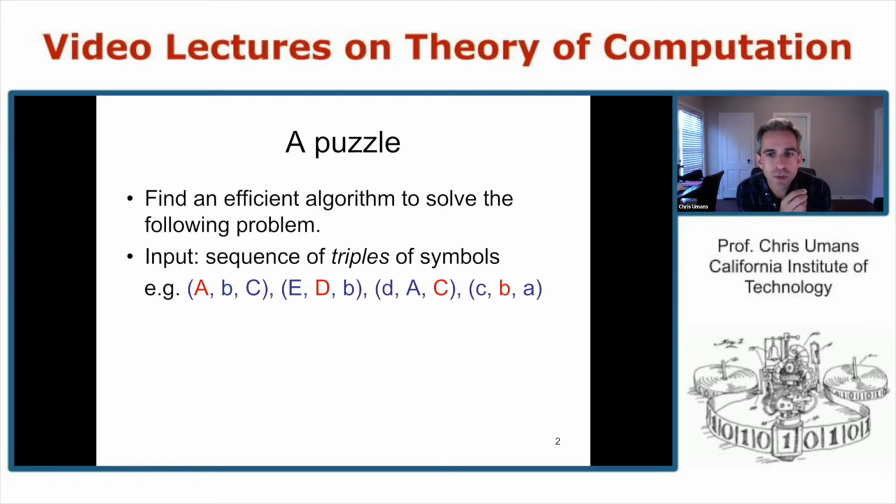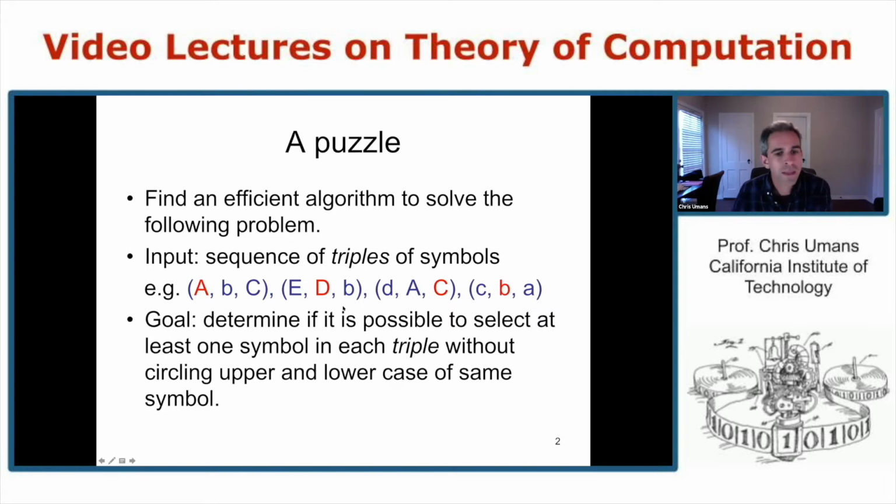You get a bunch of triples of symbols, which in the slides I've just indicated using characters. The symbols are alphabet characters. They're either uppercase or lowercase letters. There are 2 kinds of each type of symbol. So you get a bunch of triples of these, a long list, probably longer than these 4 that are indicated here. And the challenge for your algorithm is to look at such a list as its input and to determine if it's possible to select at least one symbol from each triple without selecting an upper and lower case of the same symbol.